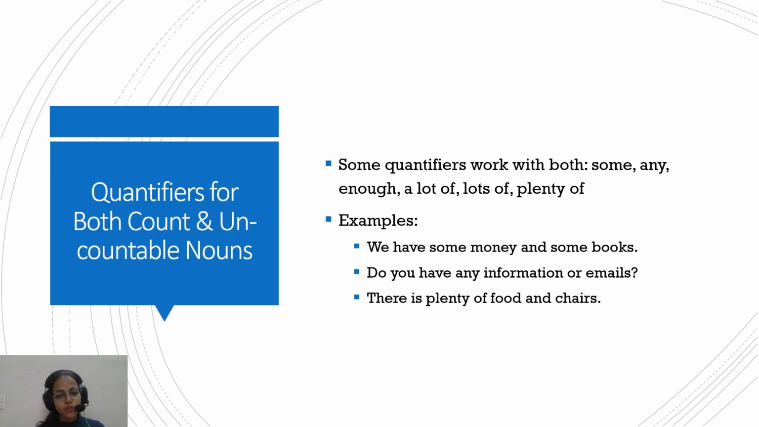Do you have any information or emails? Information is an uncountable noun, emails you can count, but we use the same quantifier any. There's plenty of food and chairs. Again, the same quantifier for both countable and uncountable nouns. So from the question point of view, we have to see whether the noun is countable or uncountable, and accordingly we decide the quantifier to be used.